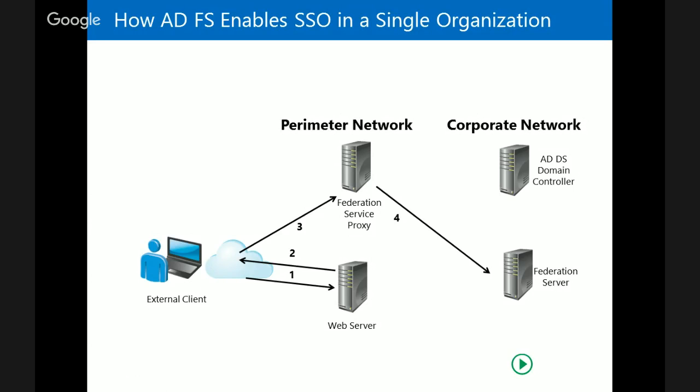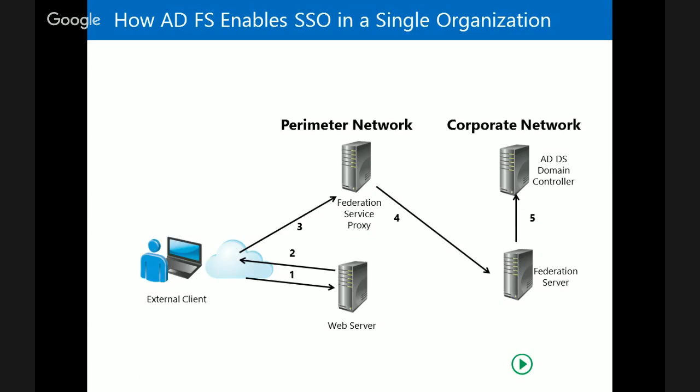So the federation service proxy then passes through the interior firewall and contacts the federation server. It says, well, this external client is looking to access the web server and needs a claim. So the federation server contacts the domain controller to get information about the claim.